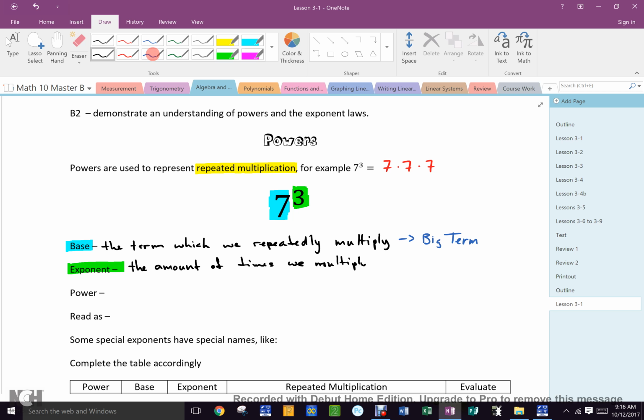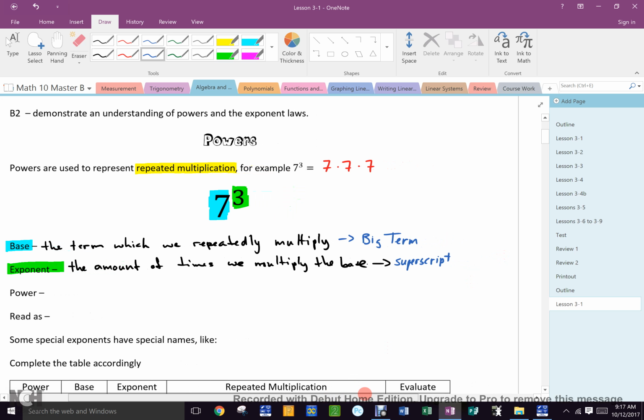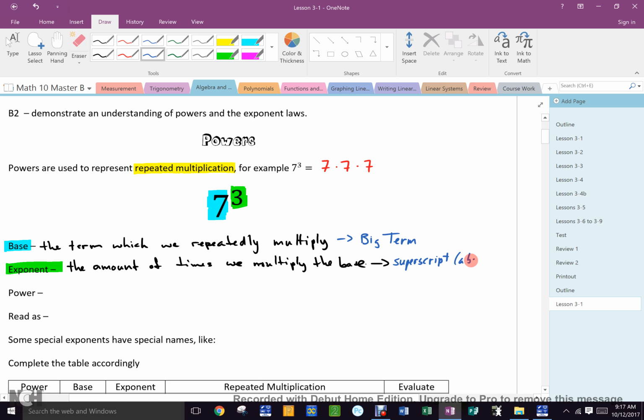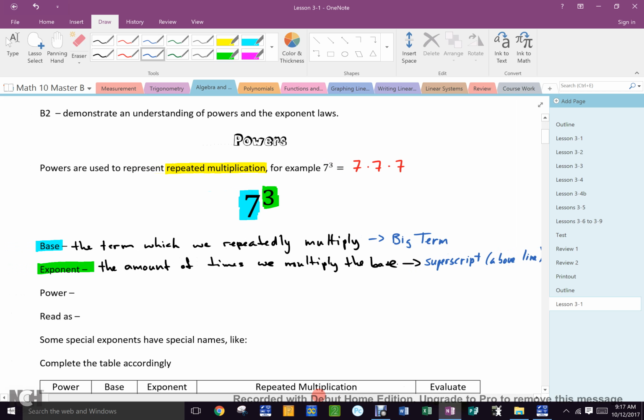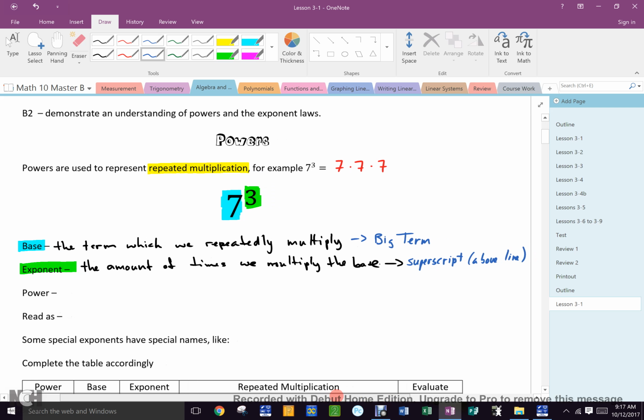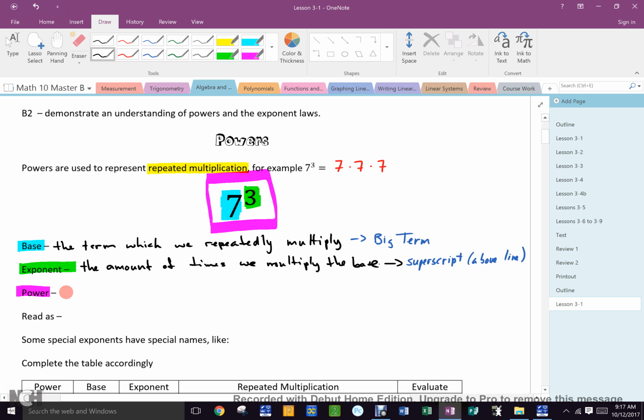Now, where does it live? It's what we call the superscript because it's above the line. That means we write it above the line. Okay. The whole thing is the power. It is a base and an exponent.